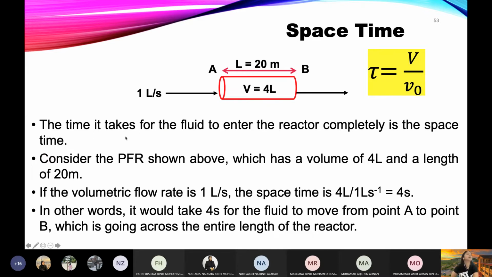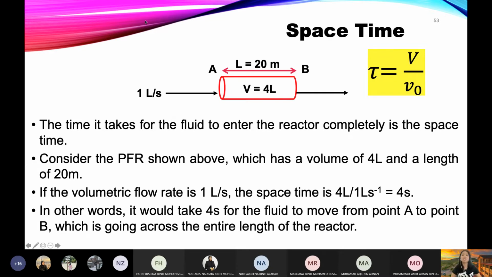Okay, now. Space time, the time it takes for the fluid to enter the reactor completely is the space time, or this is another way to explain. Okay, consider kamu ada PFR ni, katakan PFR ni dia punya length 20 meter, volume dia 4 liter. Katakan kamu pump, volumetric flow rate yang masuk tu 1 liter per second. Means every 1 second kamu pump in 1 liter air masuk ataupun fluid. So berapa dia punya space time?